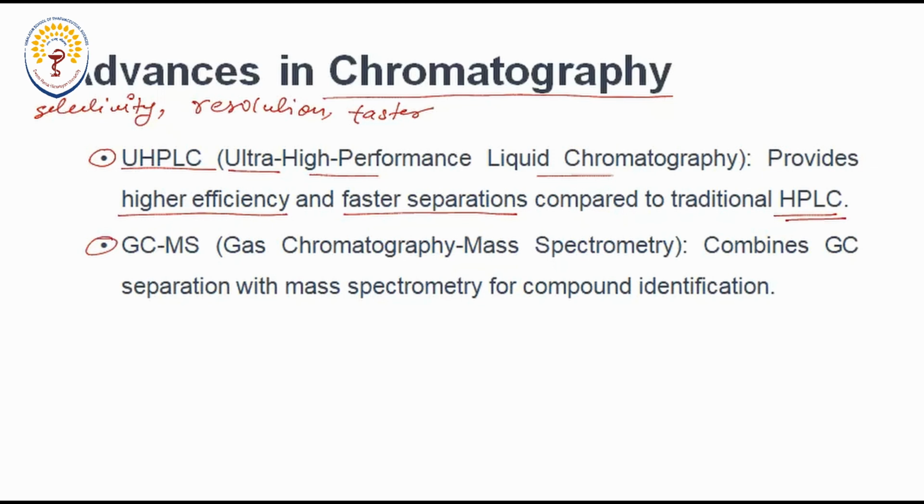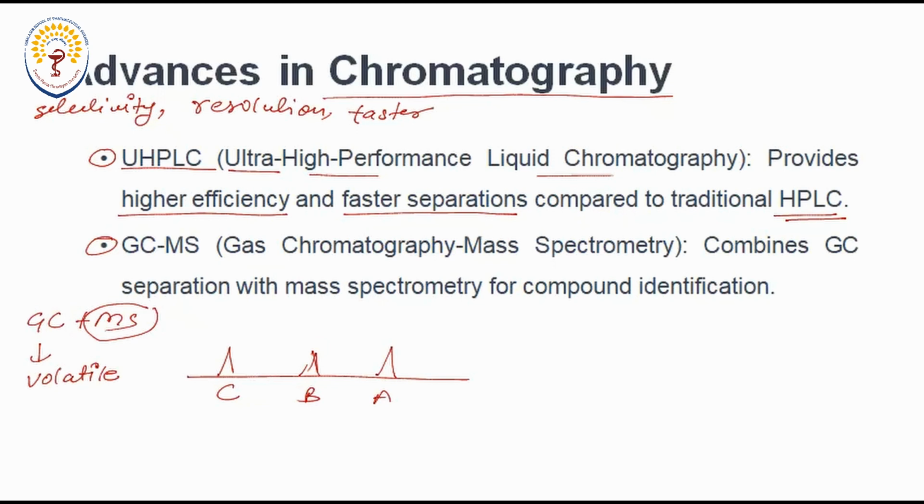Now, we can also combine two different techniques with each other, like we are combining here GC, gas chromatography, with MS, mass spectrometry. So let us say we have some volatile compounds, and we are separating them by gas chromatography, and say we have three compounds to be separated, A, B and C. Now GC will separate these three volatile compounds in the sample, but MS, that means mass spectrometry, as I have told you in the earlier videos, is used to identify the molecular weight. So mass spectrometry will identify the molecular mass of A, the molecular mass of B and the molecular mass of C. So these are two different techniques which are combined.